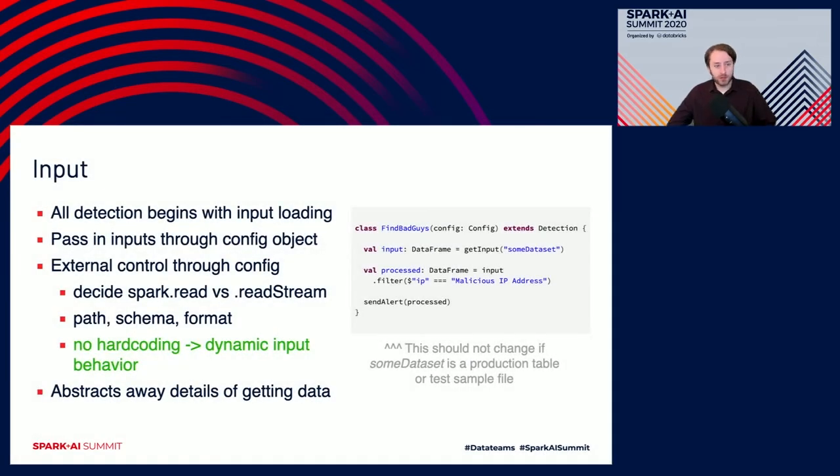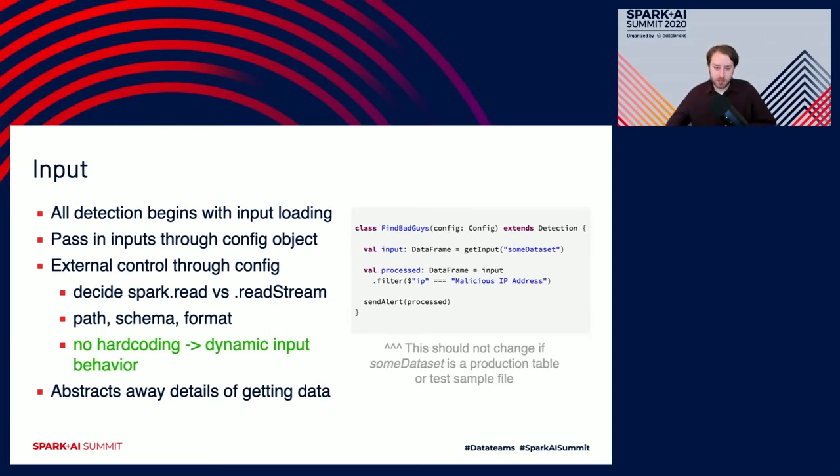Let's start with inputs since they're the first step in any detection. The data sets loaded by these jobs need to change situationally. In production, they'll want a Hive table name, and in the context of a functional test, they'll want the path of a preserved sample file in DBFS.